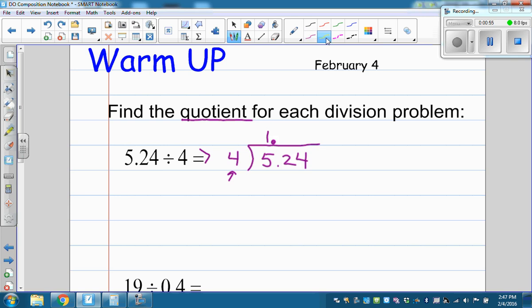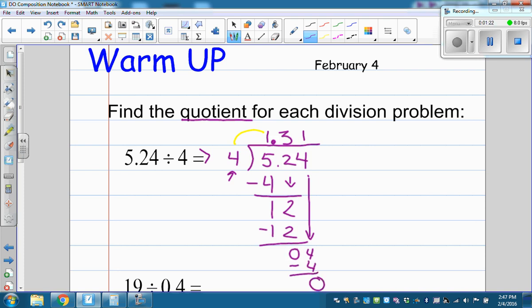Then you do 1 times 4, and you get 4. So you put that product here, you subtract, you get a 1, you bring down the 2. 4 goes into 12, so you subtract 12, you get a 0, bring down the 4, 4 goes into 4 once, you subtract, you get a 0, there's nothing else to bring down, so you're done. Your answer is 1.31. That should be easy.